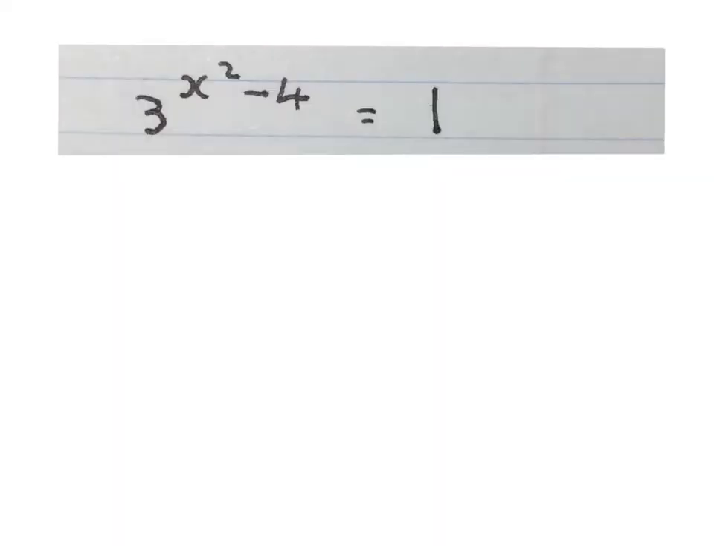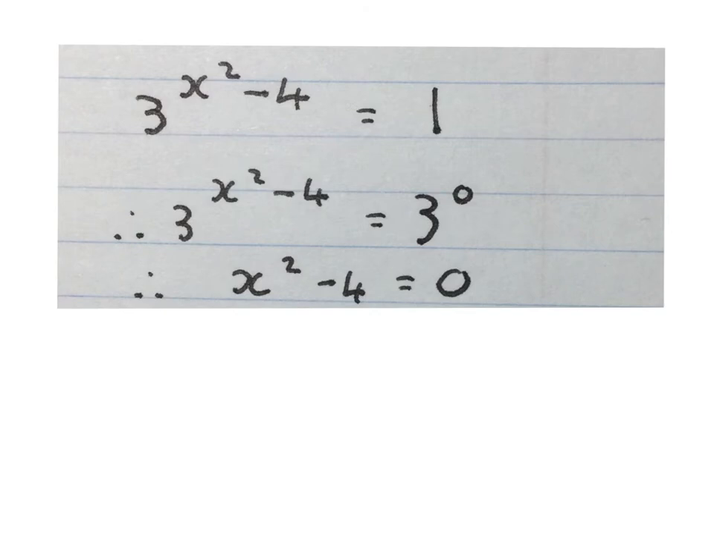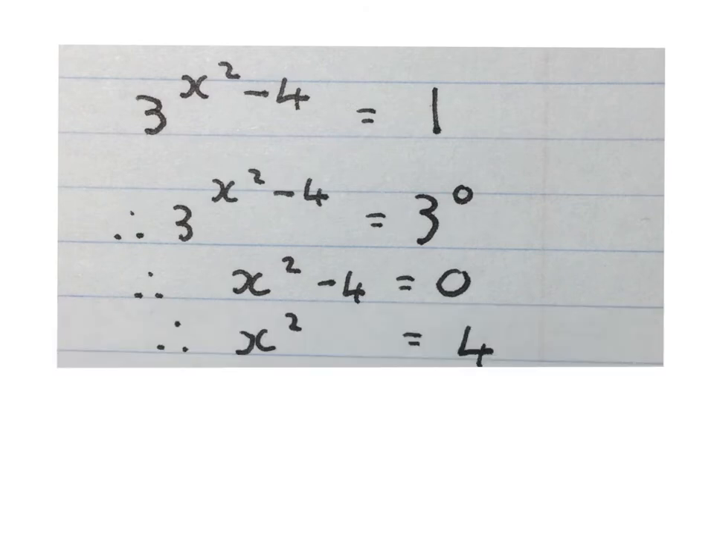The next equation looks like this. We have to solve for x. We change the 1 to 3 to the power of 0. Because the bases are the same, I may drop the bases. We get x squared minus 4 equals 0. Plus 4 on both sides to get the x alone.